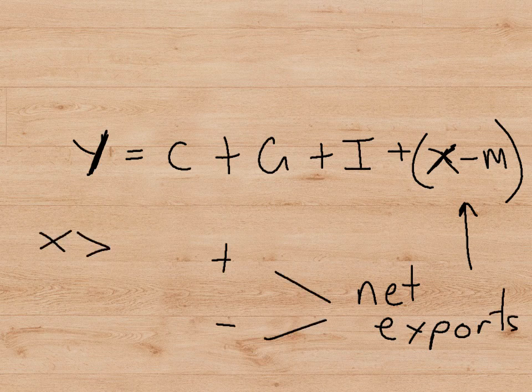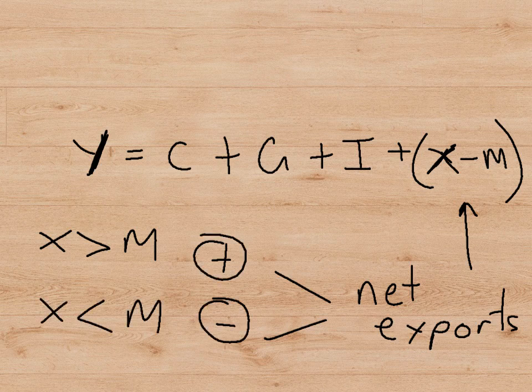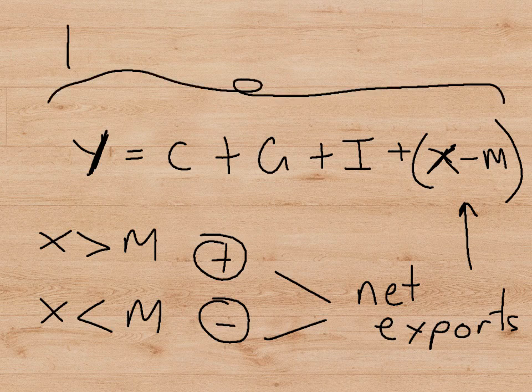If X is bigger than M, then X minus M will be a positive number. If X is smaller than M, then X minus M will be a negative number. So that net exports figure can either be a net positive or a net negative. But if we include the M, this whole equation is now true, and we now see that national income is equal to this level of spending, and it excludes spending on imports.